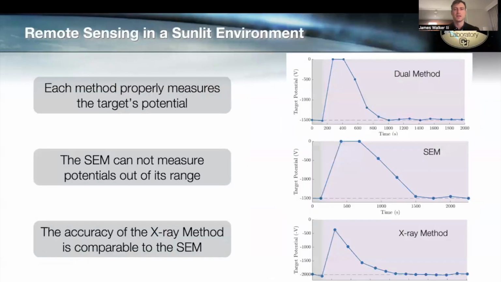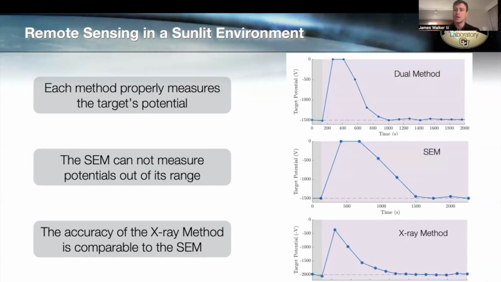So then finally, looking at comparing all of our remote sensing techniques in a changing environment, we see that we get nice convergence with the dual method. We're able to accurately measure the target's potential throughout the entire trial and across all tested trials that we looked at. But now when we look at the secondary electron method, it appears initially that we get similar behavior. We're able to measure the target's potential accurately, albeit slower, and get this nice convergence. But this will not always be the case.